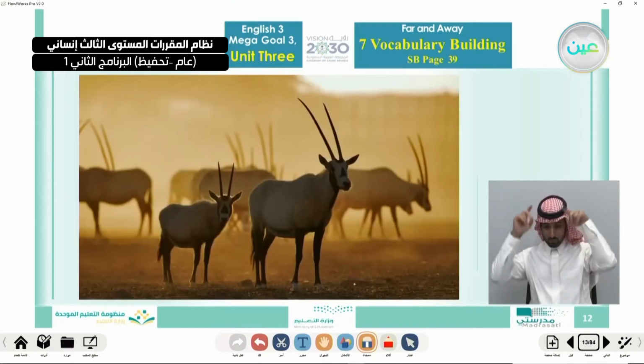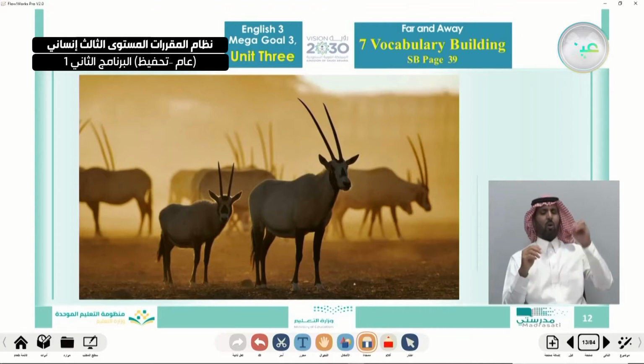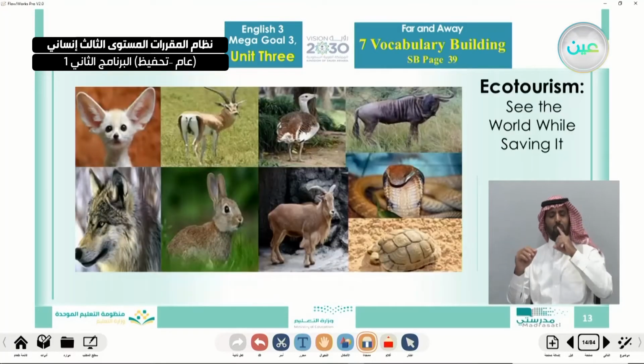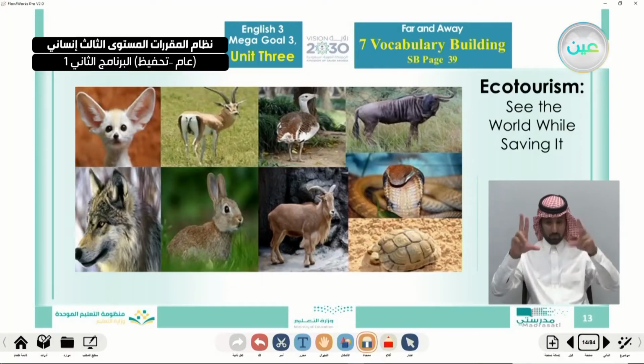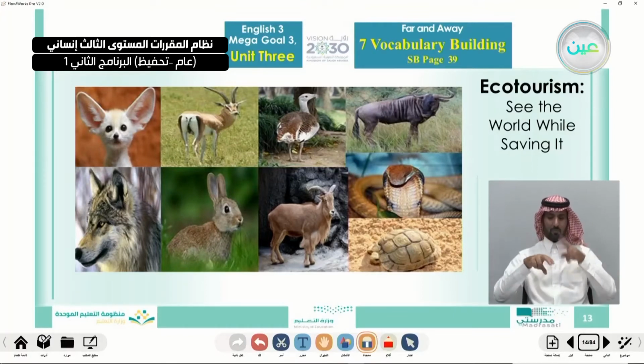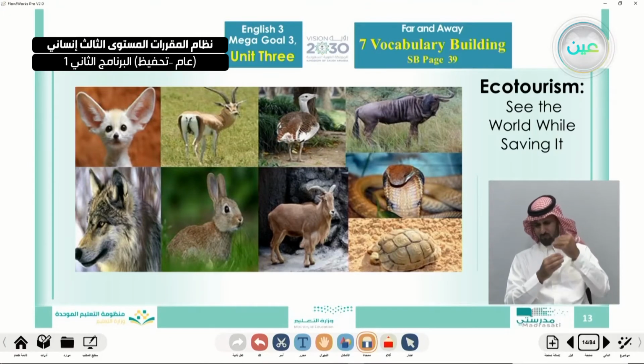Okay, this is called the oryx. Also, it is threatened with extinction. These are also some animals in Saudi Arabia that are about to go extinct, and they need to be protected.